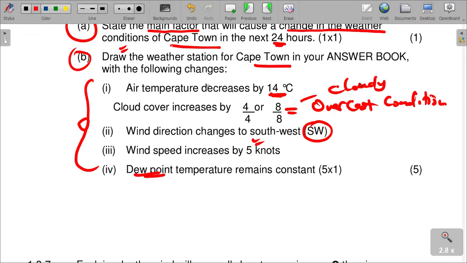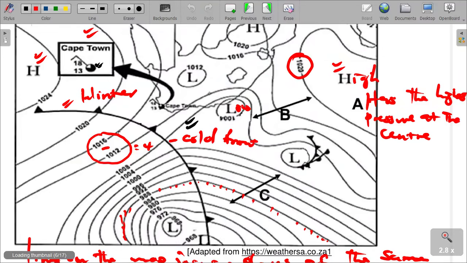So when we look on our synoptic weather map, we are given Cape Town. This is our Cape Town weather conditions that we are referring to. What is given is that we have a wind direction. In this case, it is northwest, but according to the weather changes, it must change to southwest.